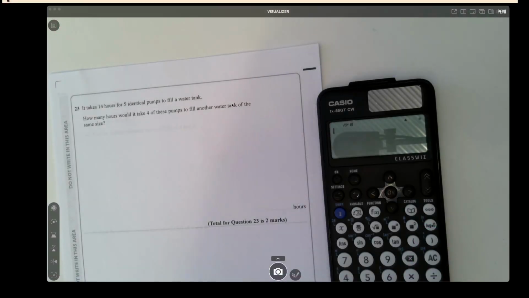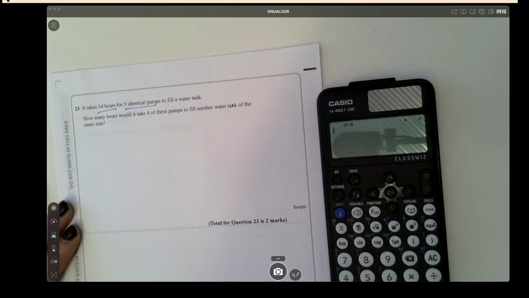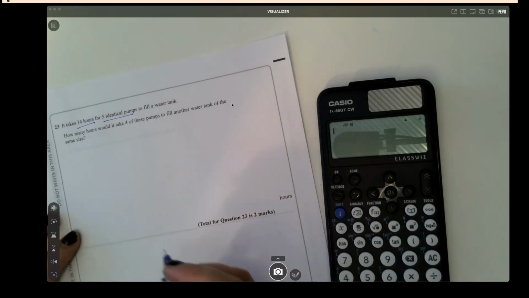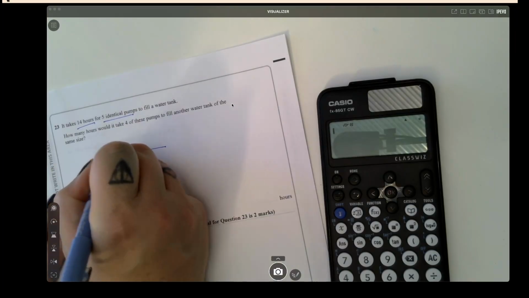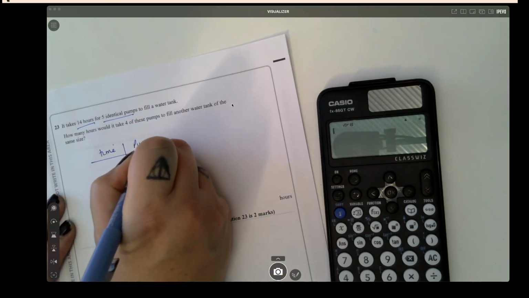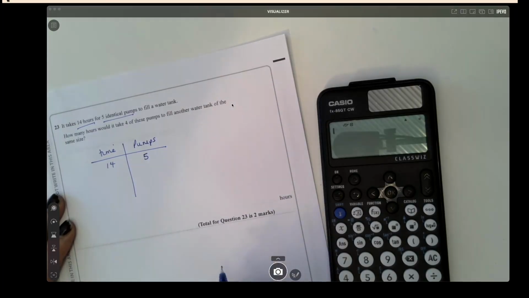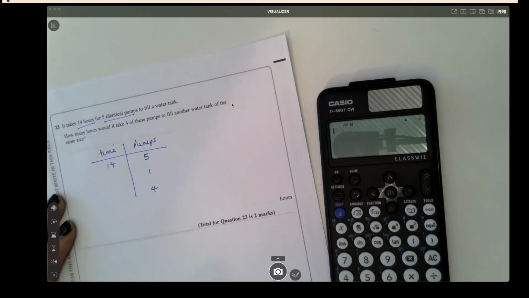Question 23. It takes 14 hours for 5 identical pumps to fill a water tank. How many hours would it take 4 of these pumps to fill another water tank of the same size? Okay, so time and then pumps. So 14 hours for 5 pumps. We're aiming for 4 pumps, so let's figure out how long it would take 1 pump.